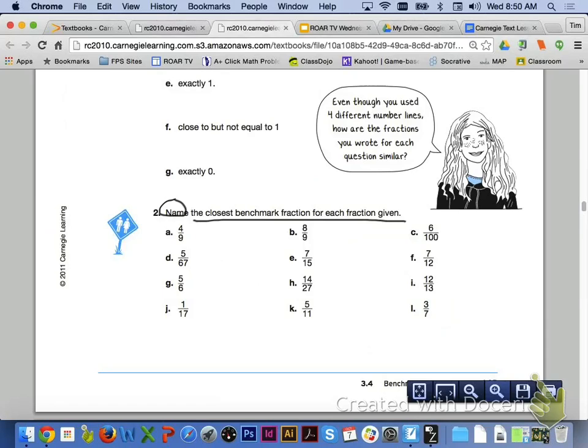Number 2 down at the bottom of page 143 tells us to name the closest benchmark fraction for each fraction that is given. So go ahead and do letters A through L with your group members.